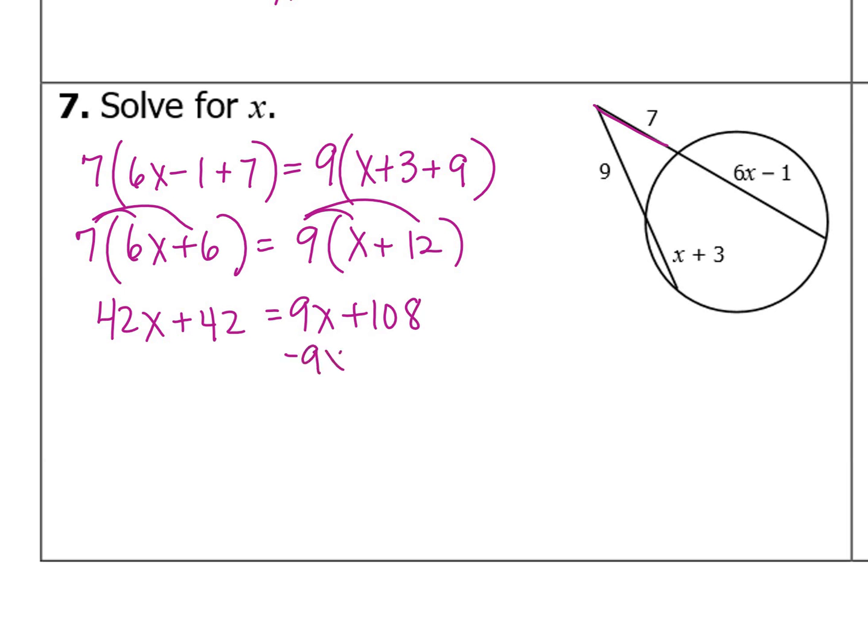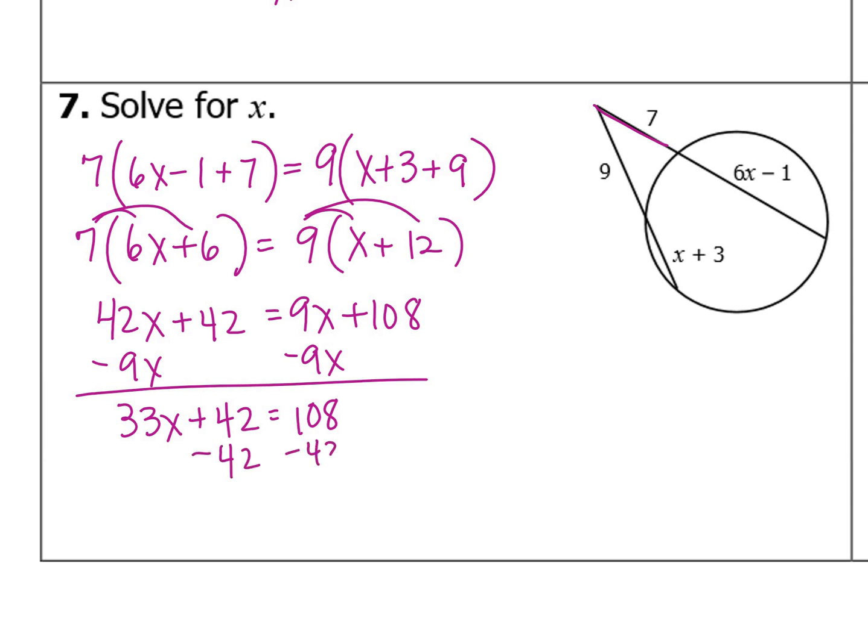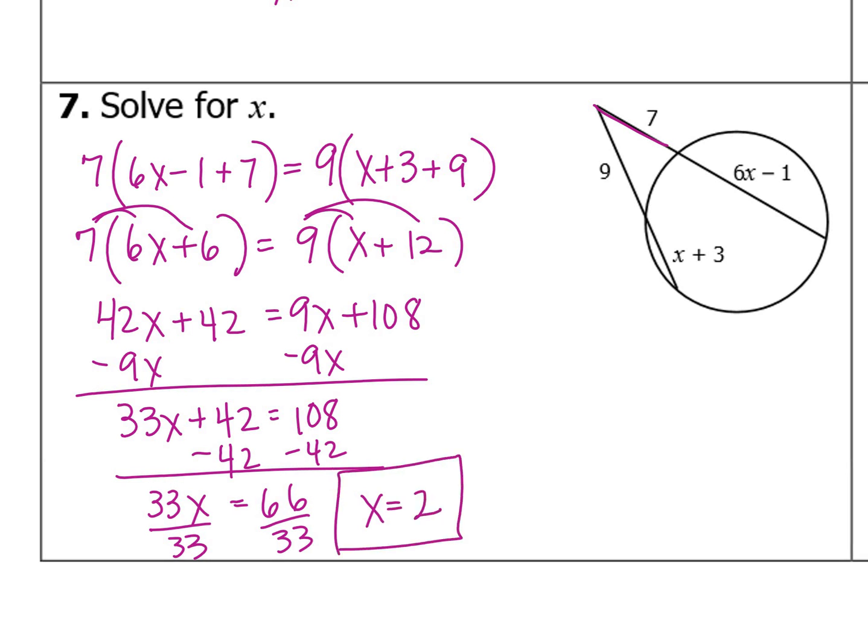All right, now I'm going to subtract 9x from both sides. And that's going to give me 33x plus 42 equals 108. And I'm going to subtract 42 from both sides. 33x equals 66. Divide by 33. And x equals 2. All right, so we're still just solving for x on those.